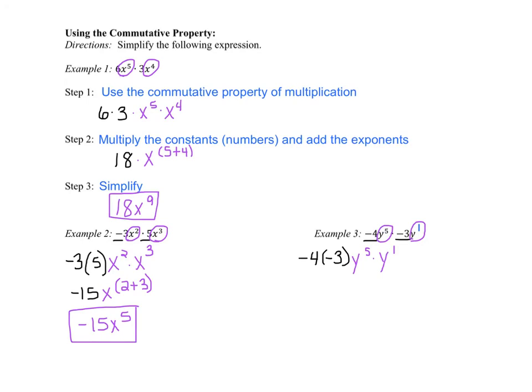Next step, multiply your numbers. Negative 4 times negative 3 is 12. And then add your exponents. So you have y, because it's the same base, and then 5 plus 1. You can only add the exponents if they have the same base. Then our last step is to simplify. So we have 12y, and 5 plus 1 is 6, to the 6th power. And that is your answer.